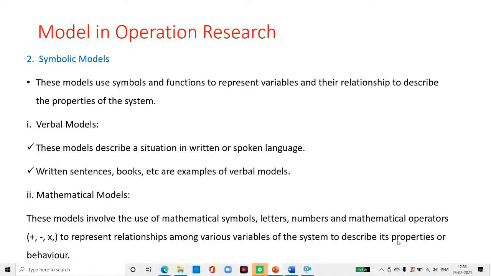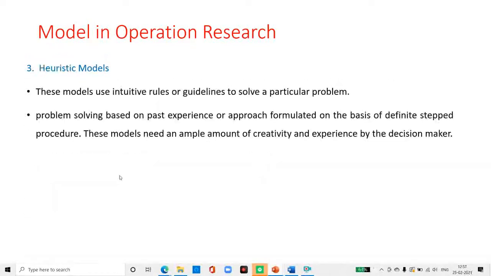Okay, state means properties, what? Variables. And behaviors means what? Which action is performed on that particular property. So this is called a behavior. Clear? Then third is the heuristic model.